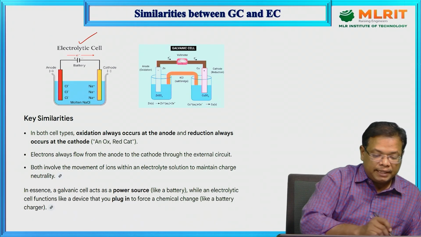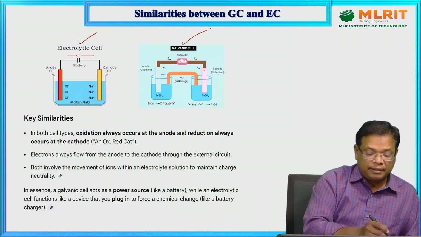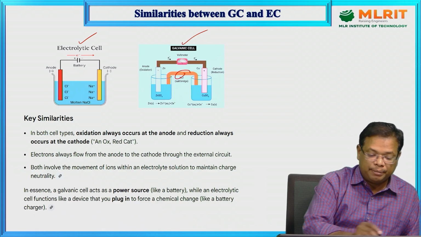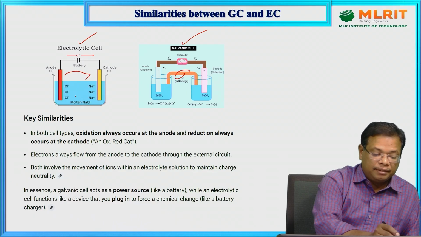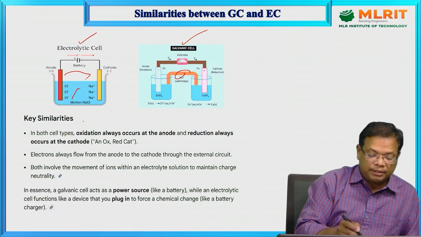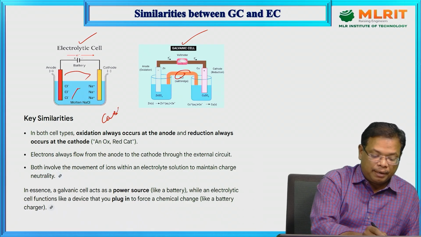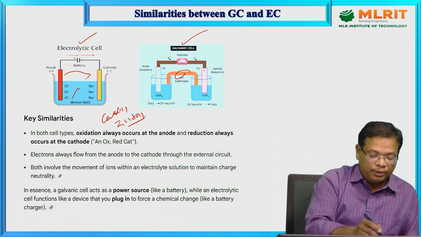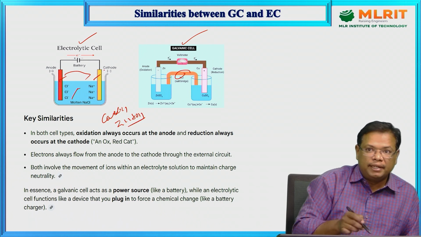So this is the electrolytic cell, this is the galvanic cell. We can see the major difference. This is the salt bridge. There is no salt bridge. Within the electrolyte solution, either copper sulfate or zinc sulfate, within the same electrolyte solution, the electrodes will be dipped.